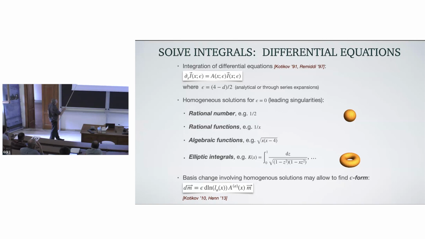And then it turns out that by studying the homogeneous solutions, where with homogeneous I mean if you set epsilon to 0, if you get control over the homogeneous solutions of these differential equations, then you can perform a basis change, a basis transformation, such that you end up with a simpler differential equation where the epsilon dependence factors out front. And if you have that, that's much easier to solve.